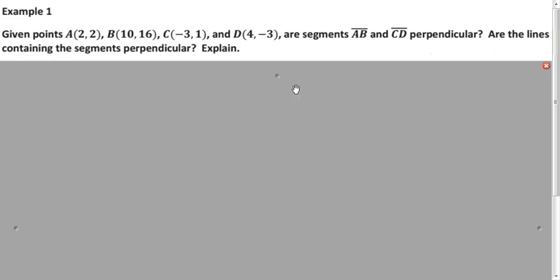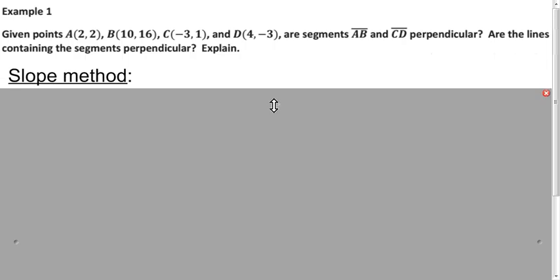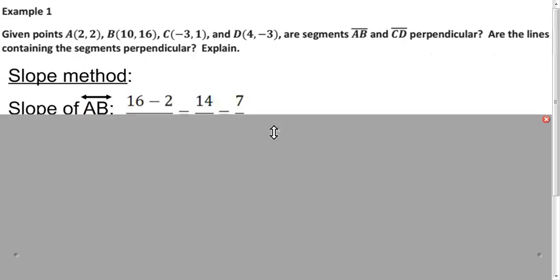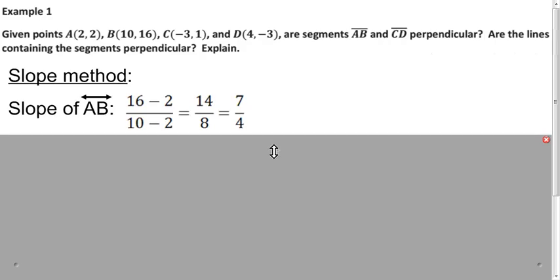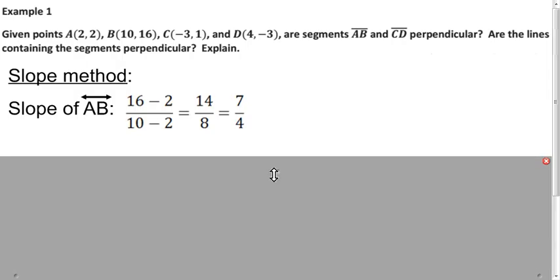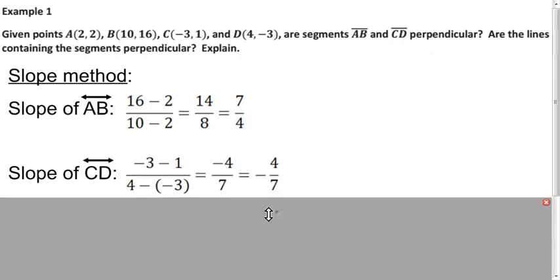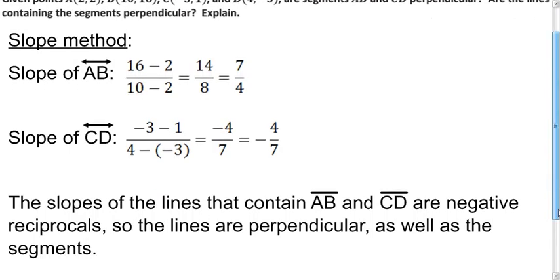So we could use slope here, right? If we figure out the slope of the line that contains segment AB, we get 7/4. And so the negative reciprocal of that is -4/7. And that is indeed the slope of line CD. So these lines are perpendicular, as are the segments that they contain.